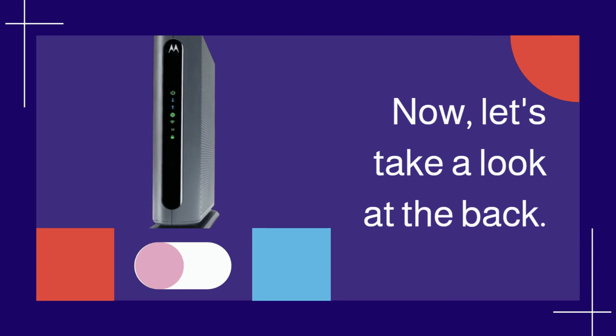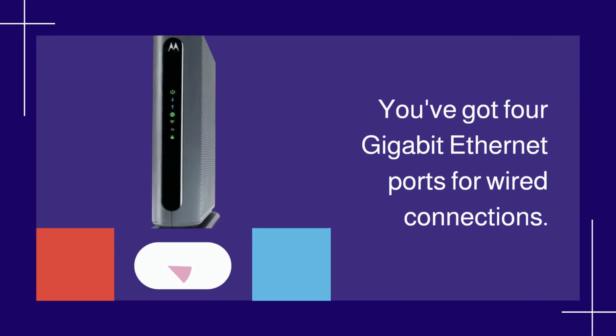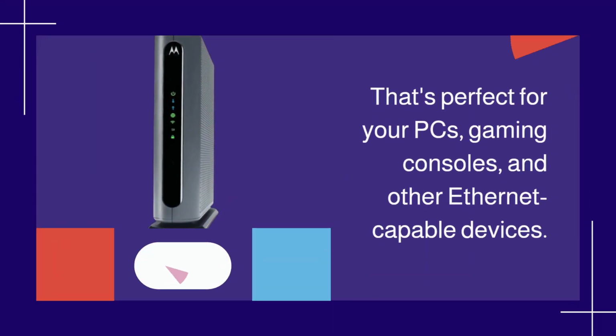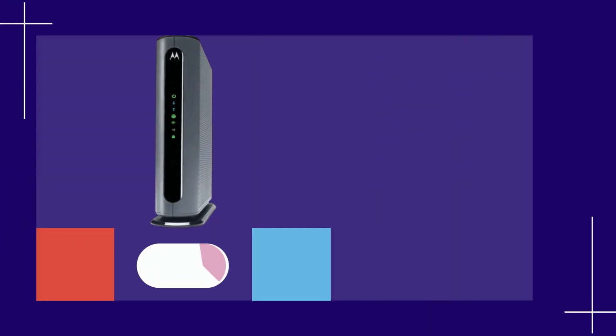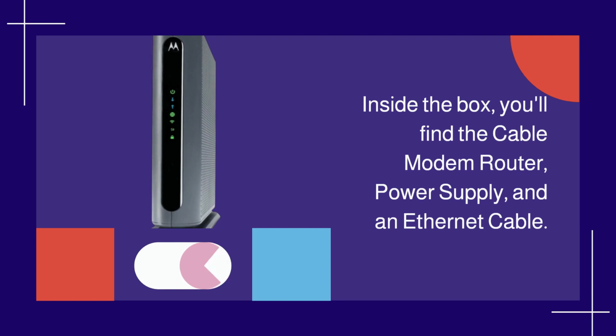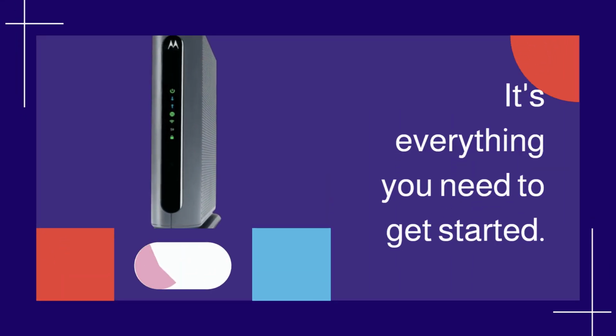Now, let's take a look at the back. You've got 4 gigabit Ethernet ports for wired connections. That's perfect for your PCs, gaming consoles, and other Ethernet-capable devices. Inside the box, you'll find the cable modem router, power supply, and an Ethernet cable. It's everything you need to get started.